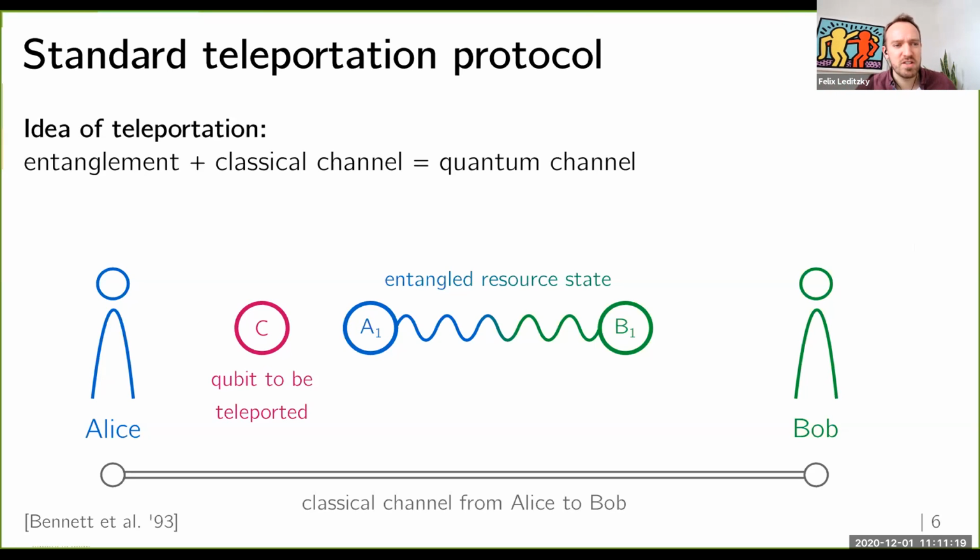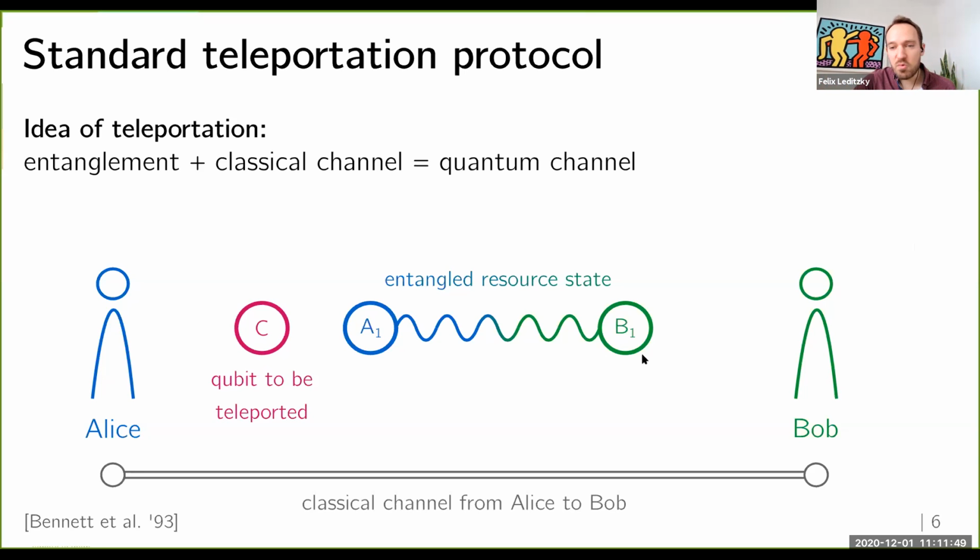So as I said in the introduction, the idea of teleportation is to combine two resources to get a third one. And so we assume that we have two parties, Alice and Bob, who are in separate labs, but they share an entangled state. So they have some correlation between their two labs. Let's assume for simplicity that this shared entangled state is just a maximally entangled state on qubits. So A1 and B1 here are qubits. A1 is with Alice, B1 is with Bob, and the two are maximally entangled.